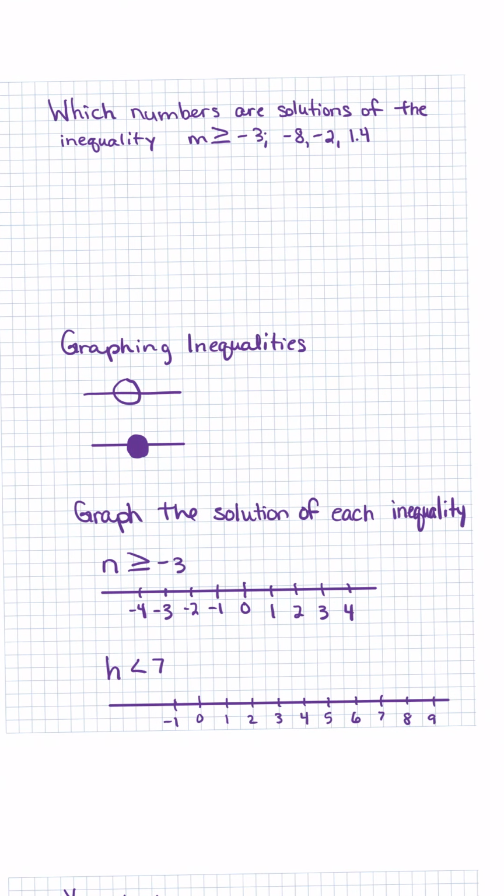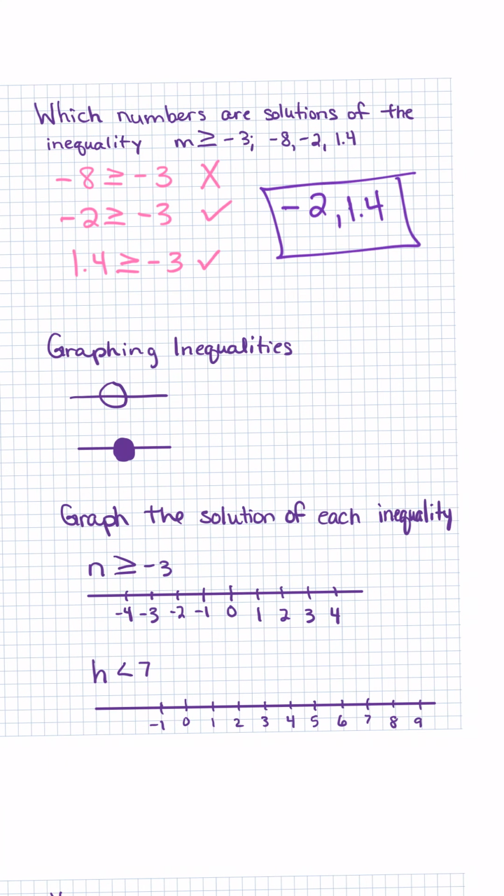Go ahead and try this one on your own. So if you got -2 and 1.4, you are correct. -8 was not a solution because -8 is smaller than -3. So now we're going to talk about graphing inequalities.